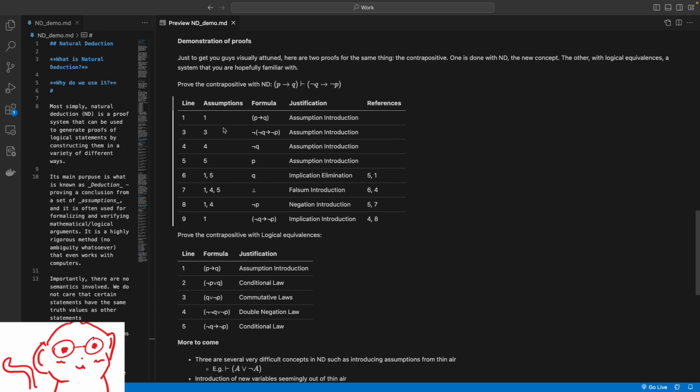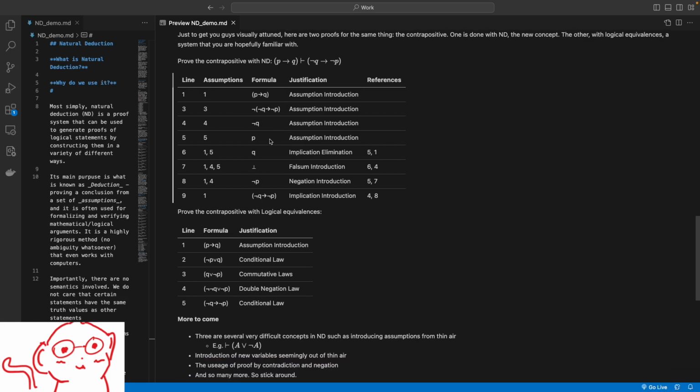So the first one you just saw, we start with P implies Q. We introduce a weird negation, and then we work our way through cases, reaching contradictions, eventually negating our way out of this contradiction that we made. I'll leave this on the screen for a bit so you can take a look at it if you want.